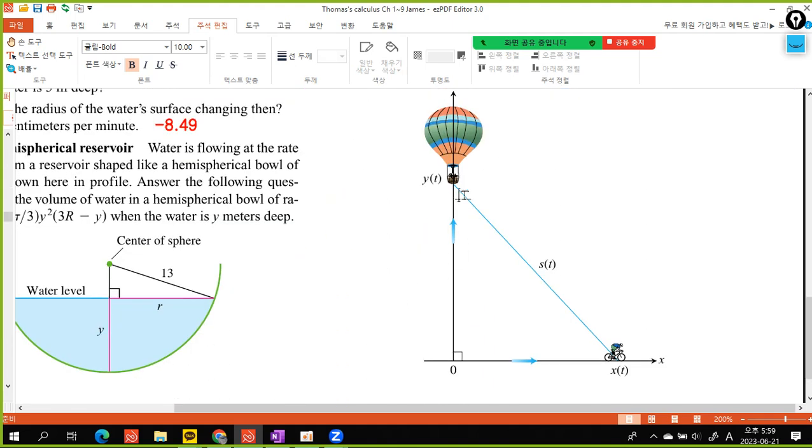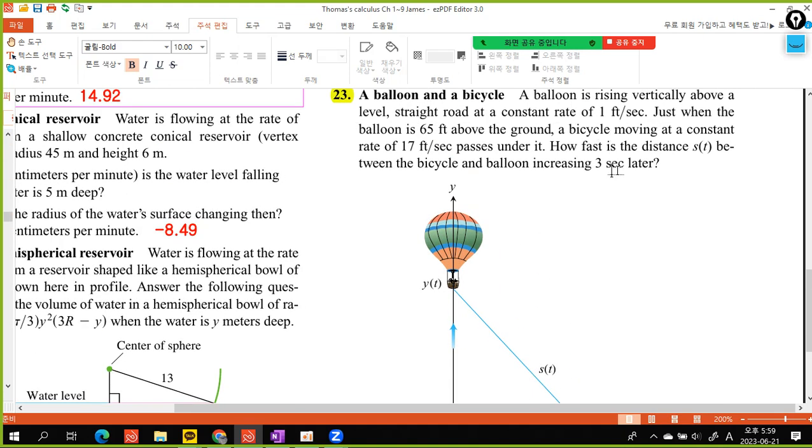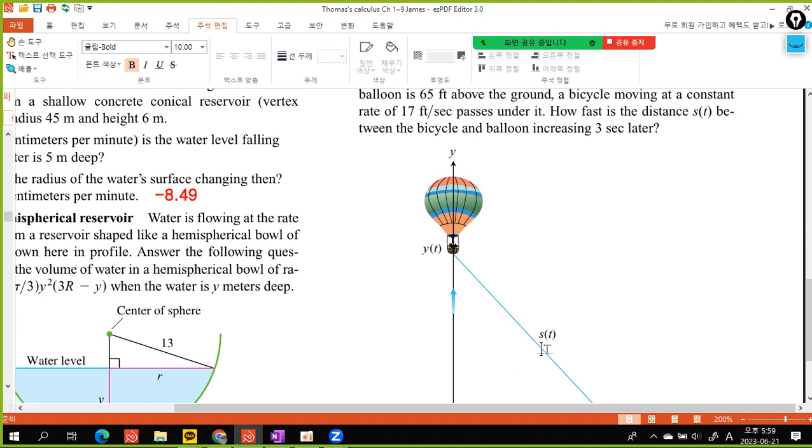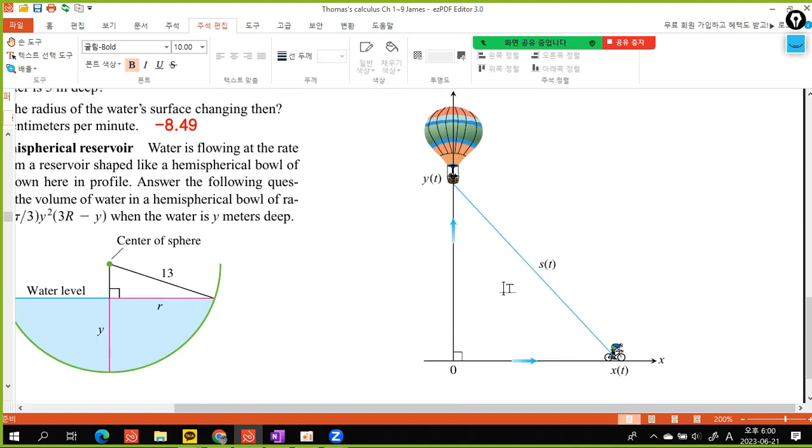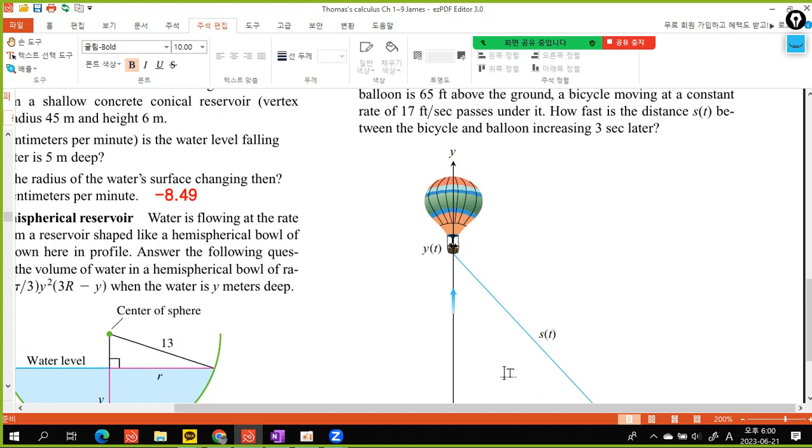And when you are in a balloon, you can see the bicycle, and, yeah, let's see. We want to find the rate of change in this distance from the balloon to the bicycle.